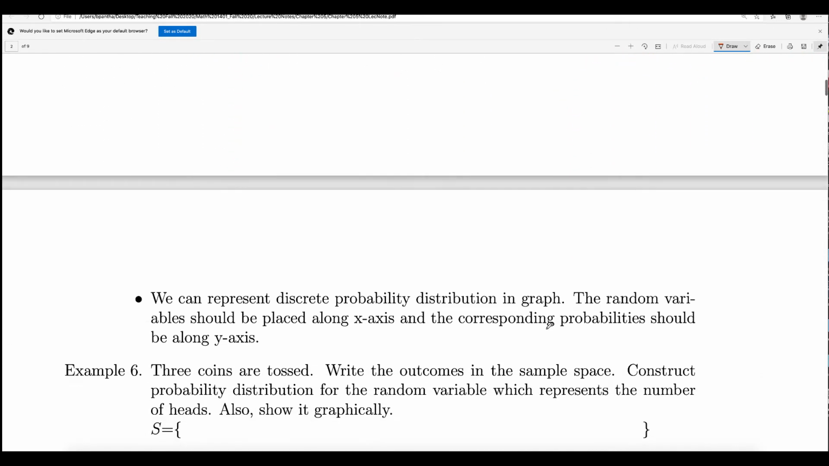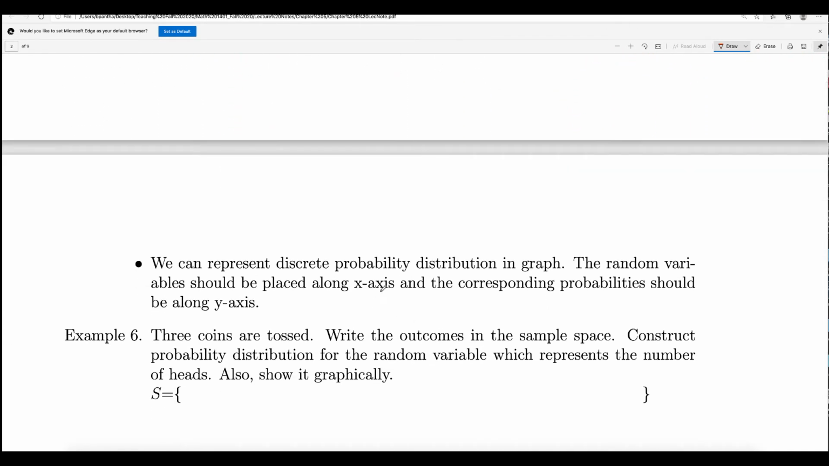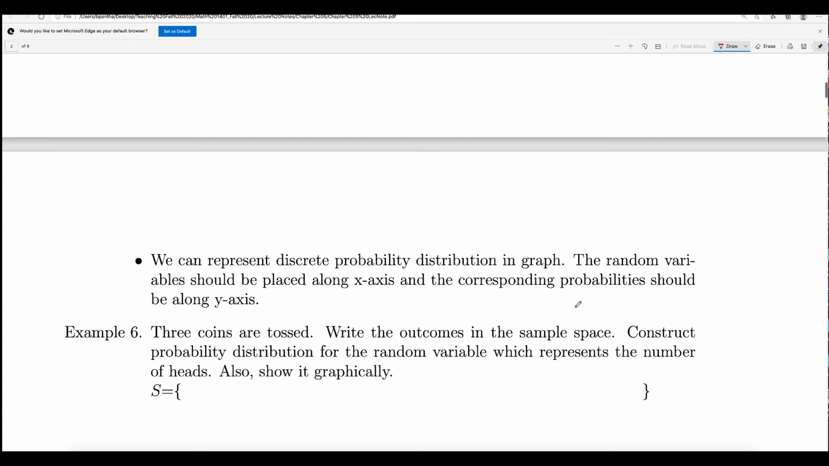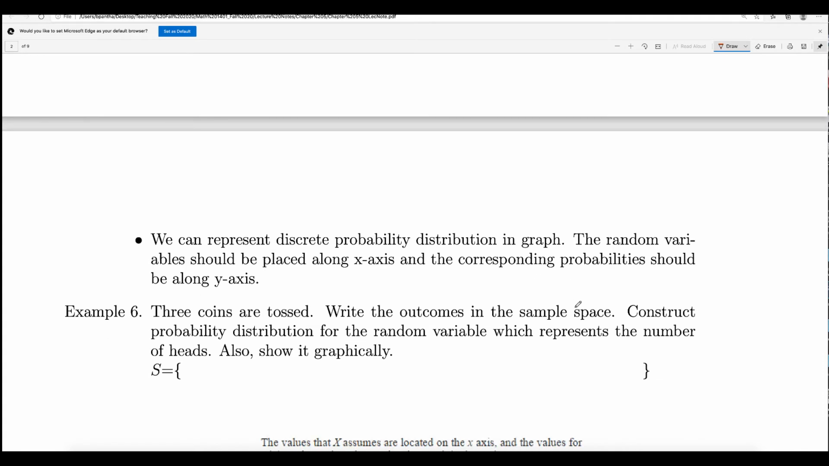Okay, let us talk about that. We can represent a discrete probability distribution in a graph. The random variable should be placed along the x-axis and the corresponding probabilities should be along the y-axis. Let us see example number 6. 3 coins are tossed. Do you remember what the outcomes in the sample space were when 3 coins are tossed? Write the outcomes in the sample space.